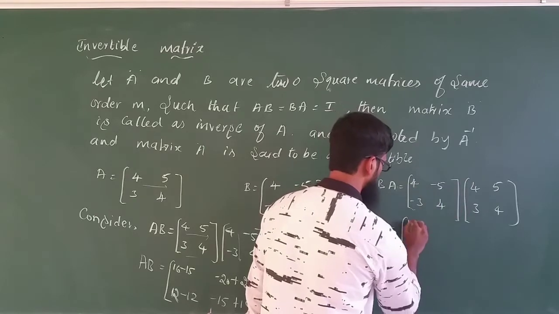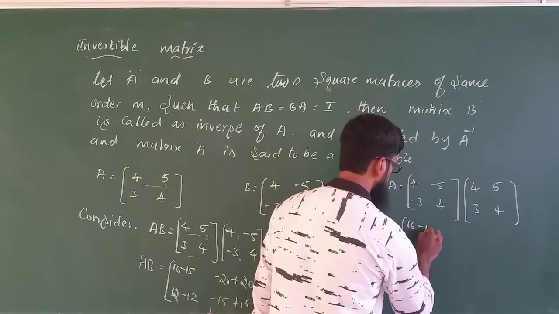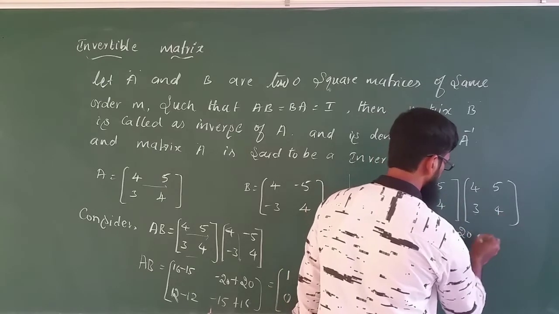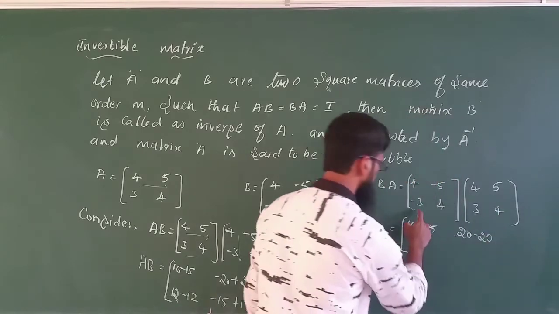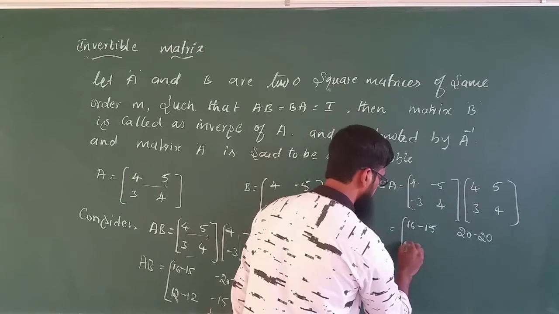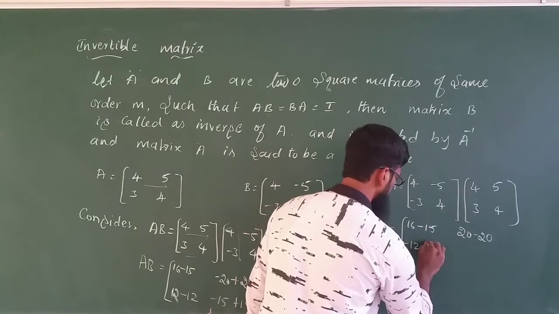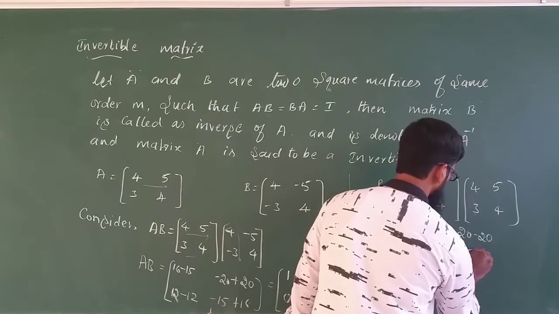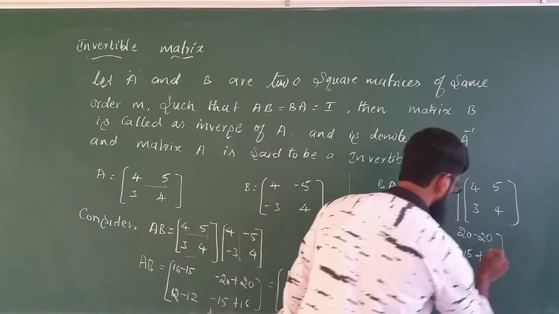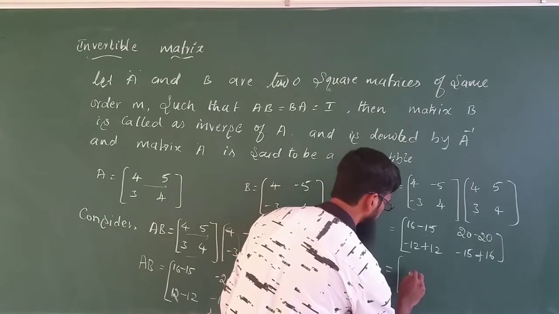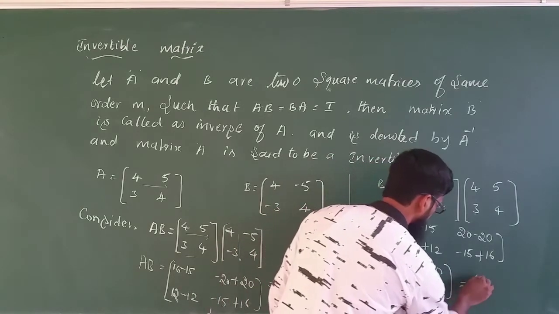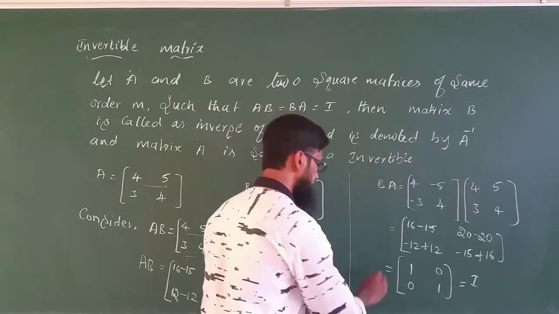So 4 4s are 16, minus 15. Then 4 5s are 20 and again 5 into minus 4 is minus 20. Then minus 3 into 4 is minus 12, plus 4 into 3 is plus 12. Again minus 3 into 5 is minus 15, plus 16. If you simplify this, what I am getting is 1 0 0 1. That is also the identity matrix I.